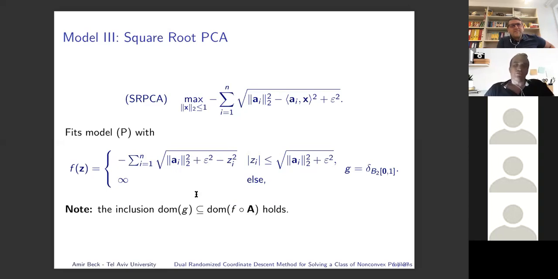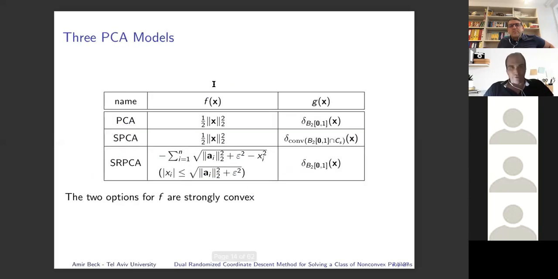It's a kind of a variation of the Ball-Pen function. And also we have the inclusion that needs to be assumed, that the domain of G, the L2 unit ball, is contained in the domain of F composition A. Okay, so these were the three examples. In all these examples, in the two options for F, they are always strongly convex. Here, everything, of course, is convex. And here, the domains are always compact.